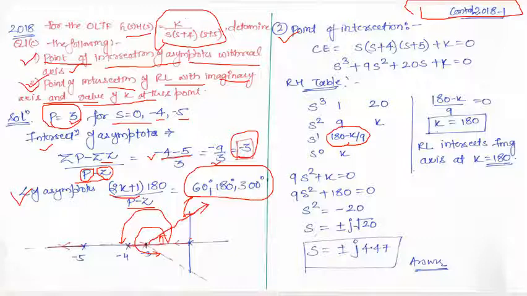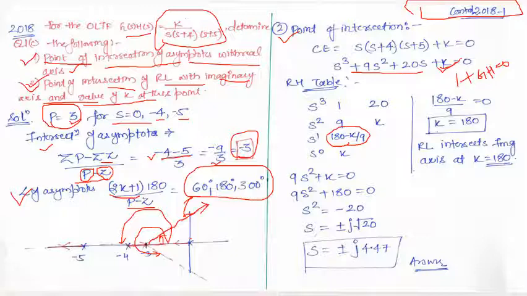So we will form the characteristic equation using the G(s)H(s) which is given to you. Please remember guys, the characteristic equation is given by 1 plus GH equals 0. So that's what I am doing here: 1 plus GH equals 0. If you do so, you will get this expression. So this is your characteristic equation.